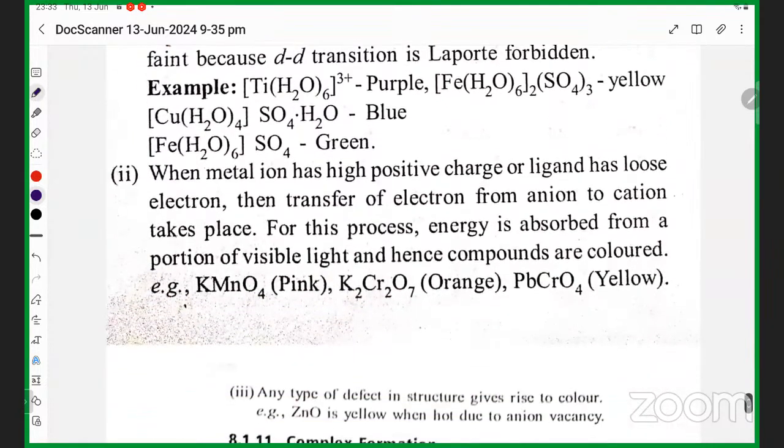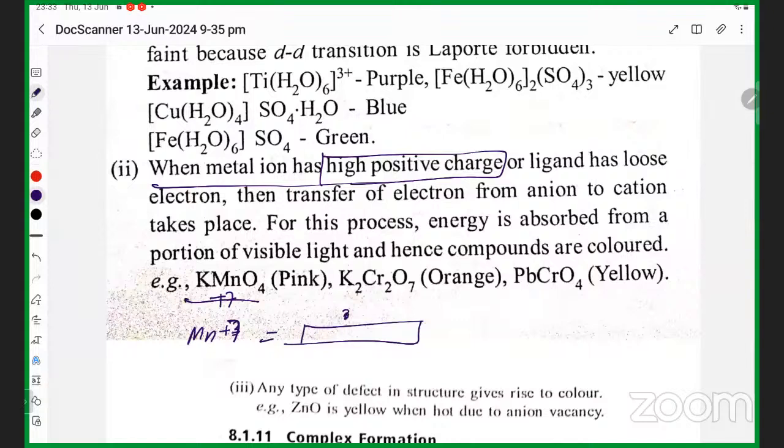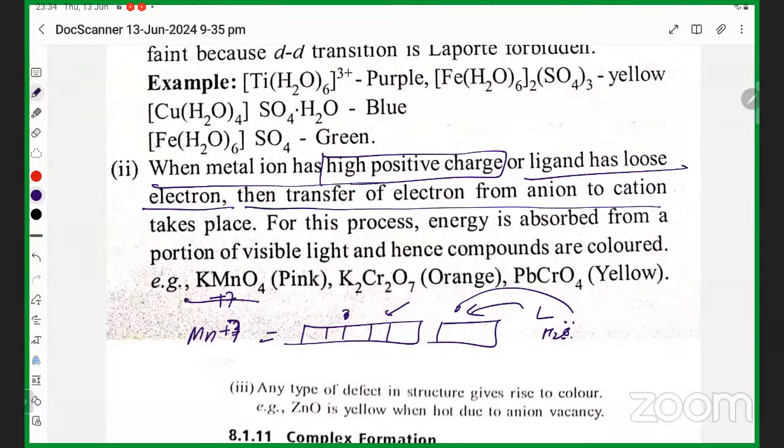Now, when a metal ion has high positive charge, meaning no unpaired electron, like KMnO4. MnO4 is +7, so Mn plus 7. Where is the electron? There is no electron. All seven electrons are vacant. So they absorb electrons. The ligand has lone pair electrons, like a water molecule gives a lone pair here. So transfer of electron from anion to cation takes place. For this process, energy is absorbed from a portion of visible light and the compounds are colored.